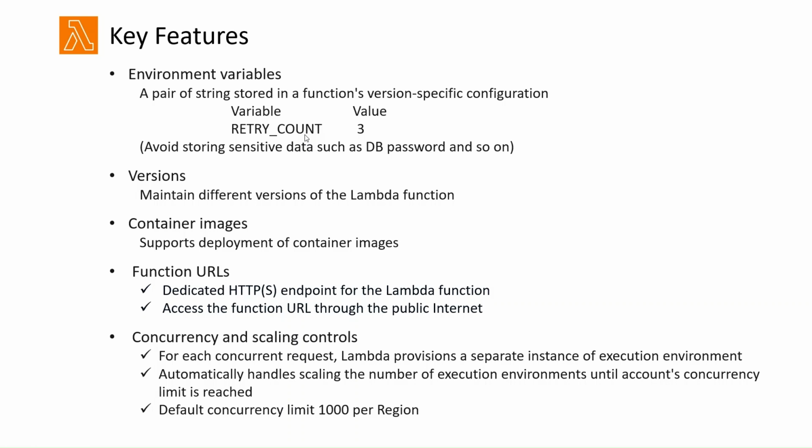Concurrency is the number of incoming requests that the AWS Lambda function handles at the same time. For each concurrent request, Lambda provisions a separate instance of the execution environment. As the Lambda functions receive more requests, Lambda automatically handles scaling the number of execution environments until the account's concurrency limit is reached. The default Lambda concurrency limit is 1000 across all functions in an AWS region.